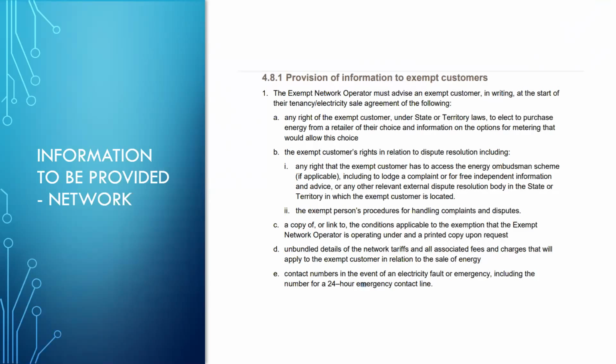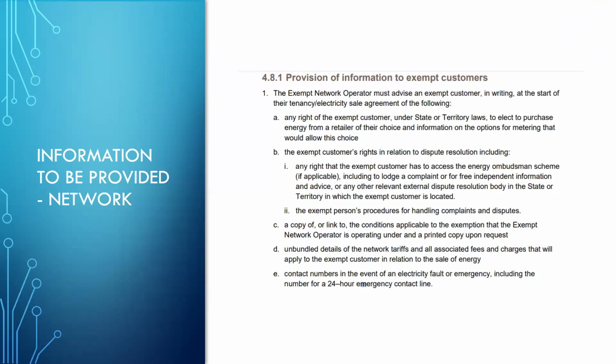So whoever is the exempt network operator, even where an authorised retailer is supplying electricity to an embedded network, that party needs to make sure that they comply with this section 4.8.1. And that's something that is also overlooked. In a lot of cases, multiple parties require an exemption on the network side if they own, control or operate that network. And just one thing before we flick off the slide, Connor, is notice that you have to provide a copy or a link to the conditions applicable to your particular exemption.